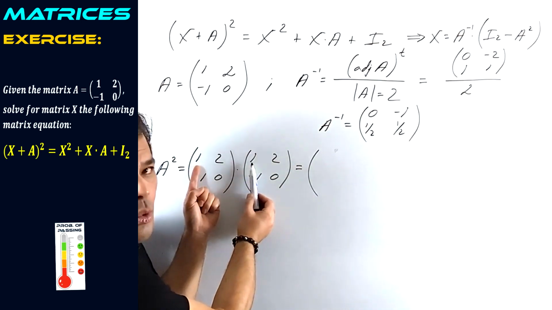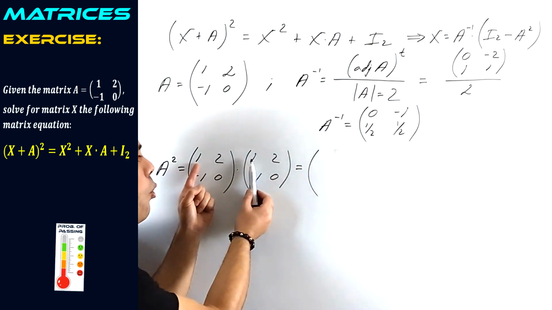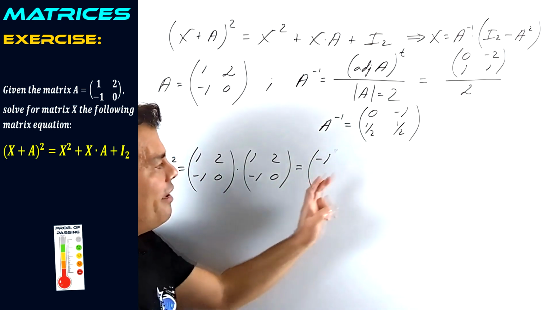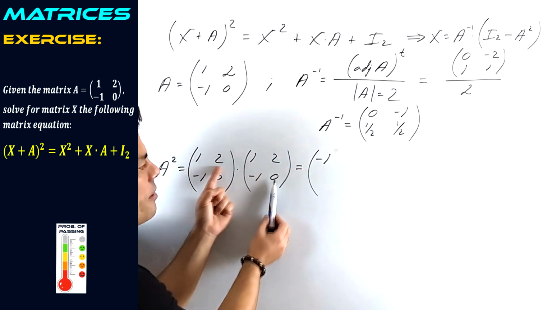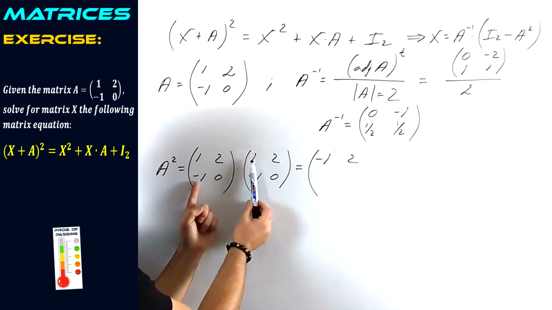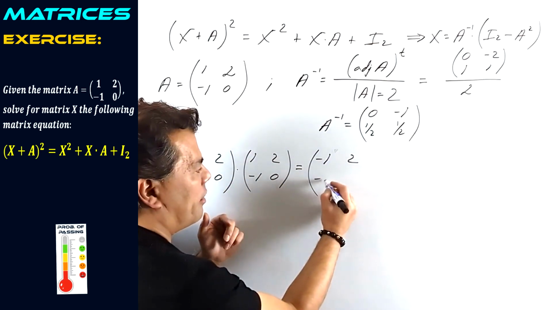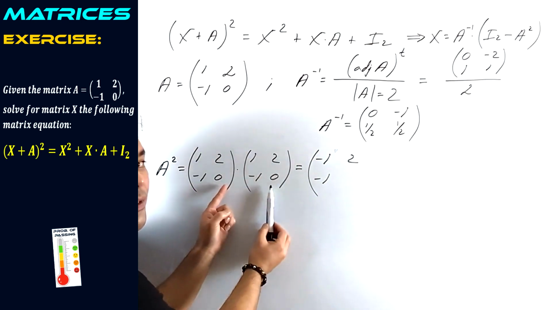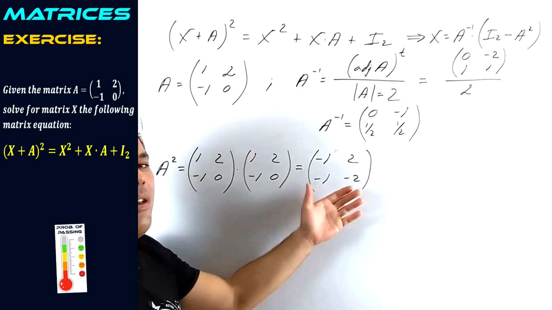1 times 1 is 1. 2 times -2 is -2. 1 minus 2 is -1. Okay? Second position. 1 times 2 is 2, and 0, 2. Third position. -1 and 0, -1. And the last position, -2, 0, -2. This is A squared.